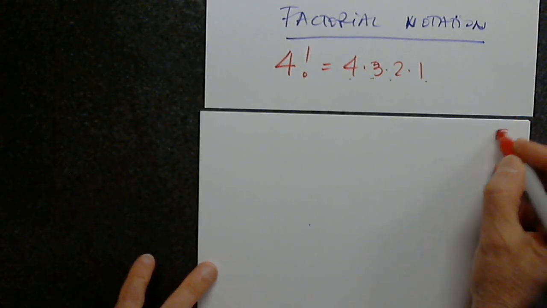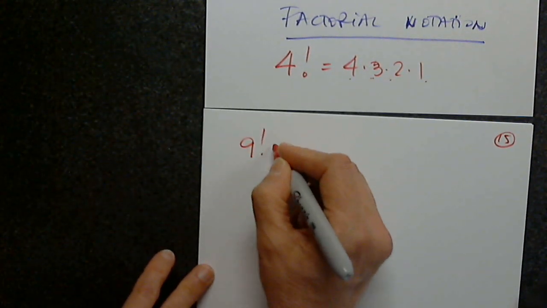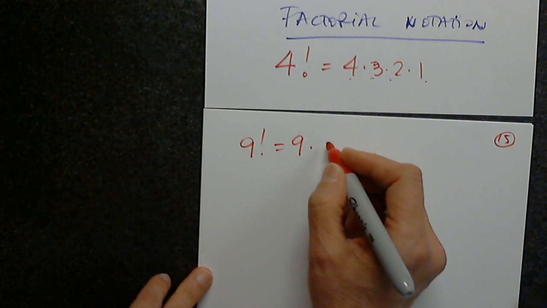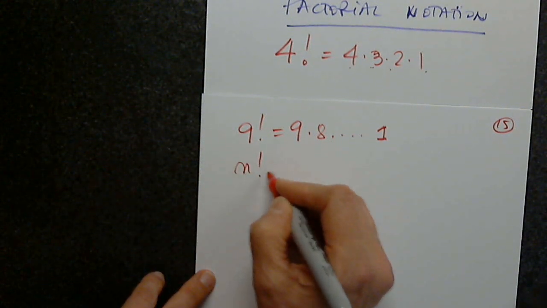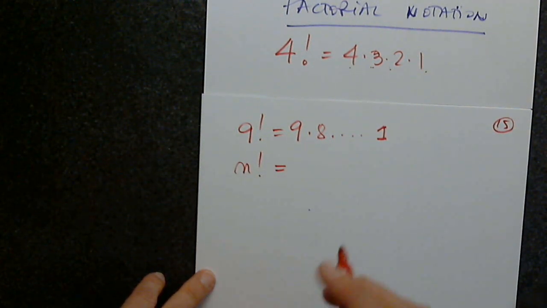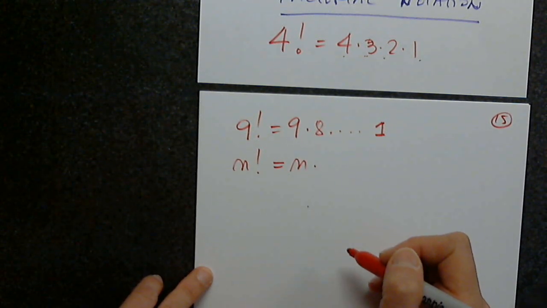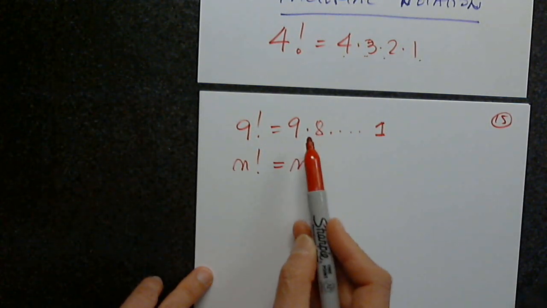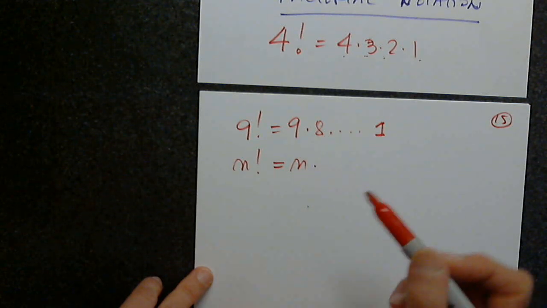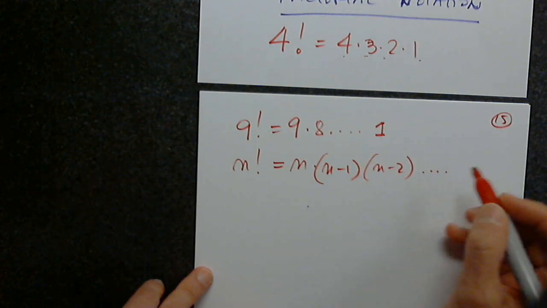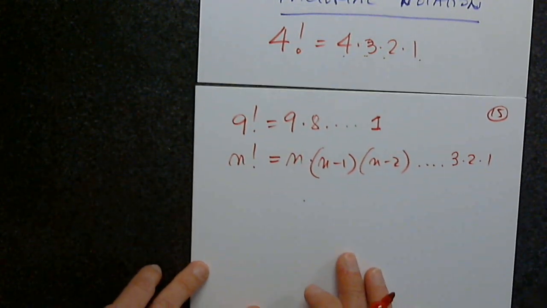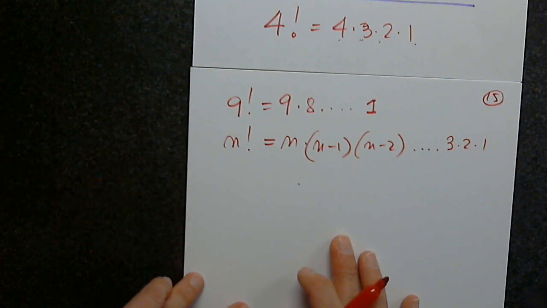So, for example, 9 factorial would be 9 times 8, 7, 6, and so on, times 1. Very good. What about n factorial? n squared? Did I square this to get 8? No. Oh, n times n minus 1. Very good. It's literally going to go down, dot, dot, dot, 3 times 2 times 1. Is that clear? Perfect.